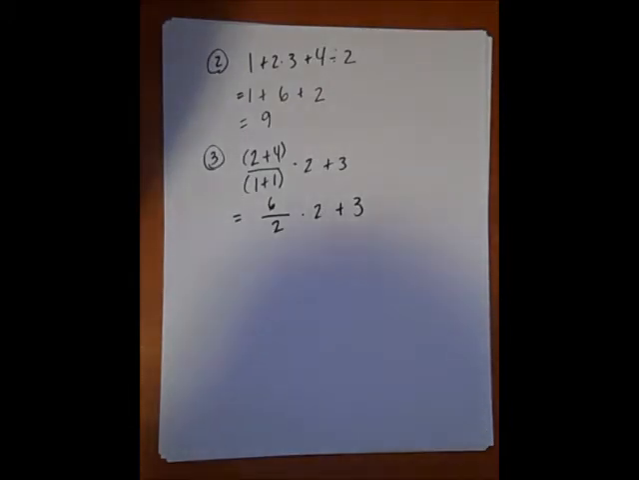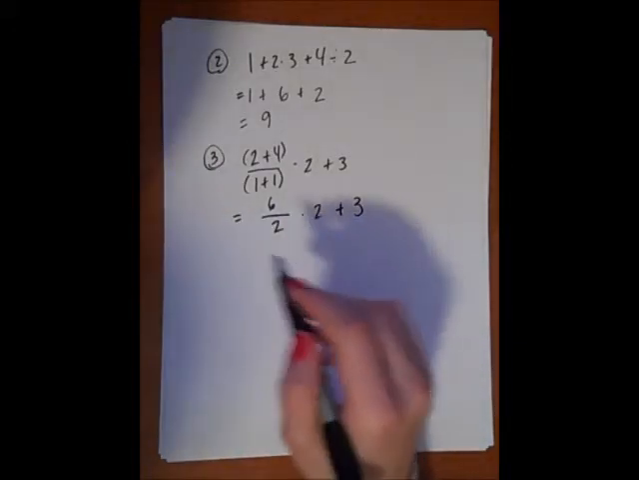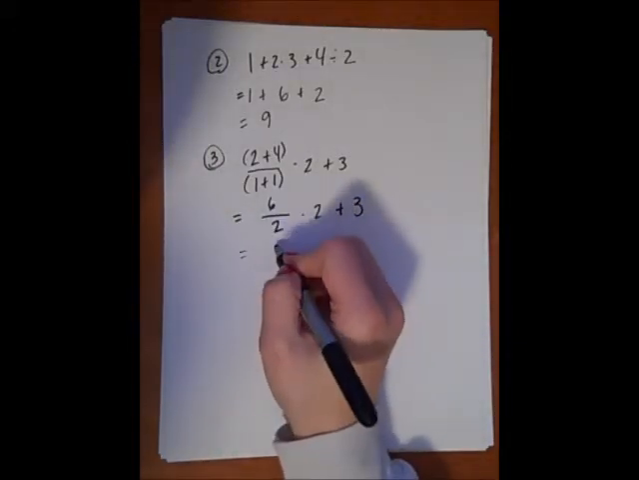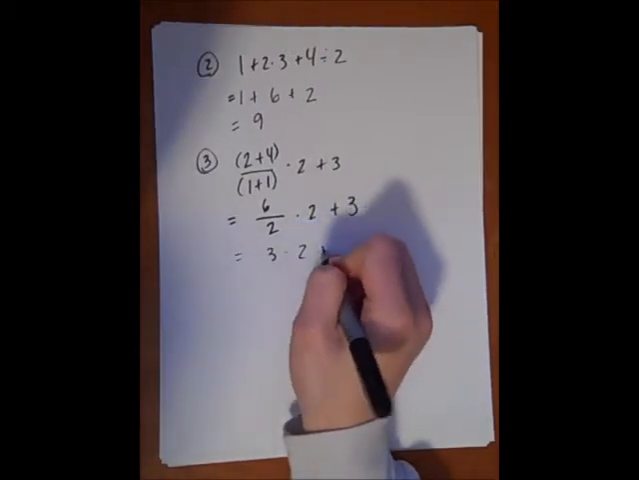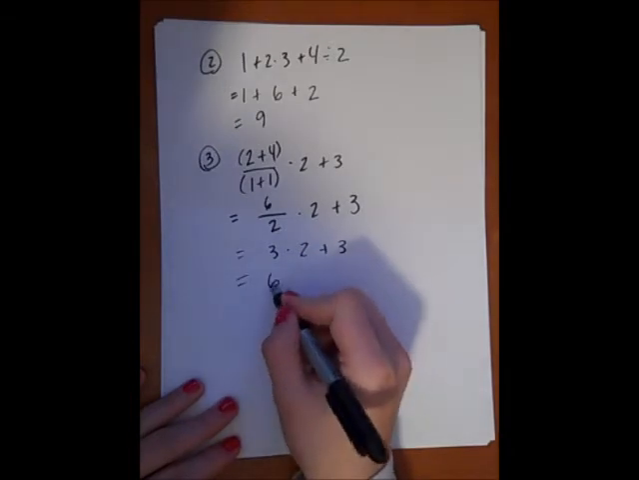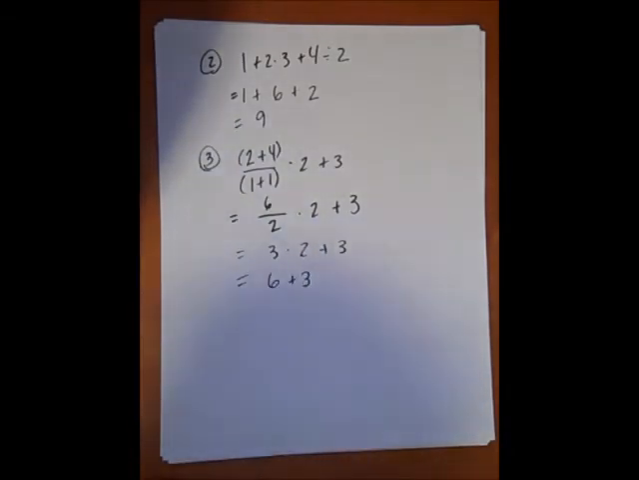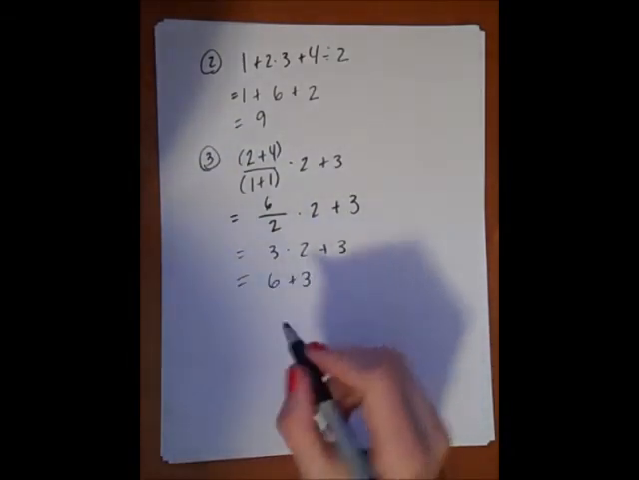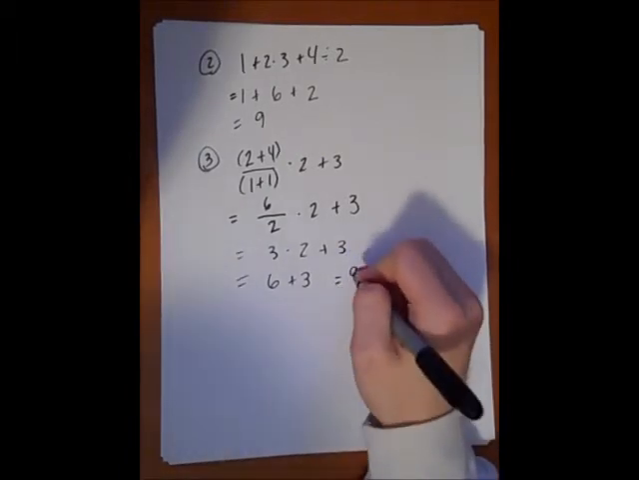So we've taken care of parentheses. Any exponents? No. Now comes multiplication and division. Now it doesn't matter the order in which I do this. Let's go ahead and say I divide 6 by 2, which is 3. So I get 3 times 2. And now I've got more multiplication, so 6 plus 3. And now addition and subtraction, where I get 9.